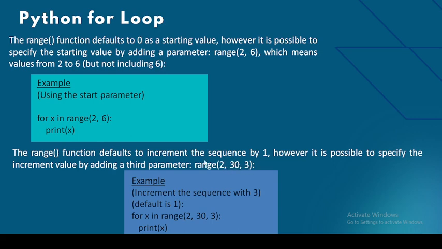So here I have the complete syntax of the range function: range, start, stop, and the step. Here you can see in this example, increment the sequence with 3, and the default is 1. So for x in range 2 comma 30 comma 3, it starts from 2, it will go till 29, but my step is 3. So it will print 2 and then 5 and then 8, incremented by 3. So this is the range function. Whenever we want to traverse a set of numbers, we have to put the range function, start, stop, and the step.